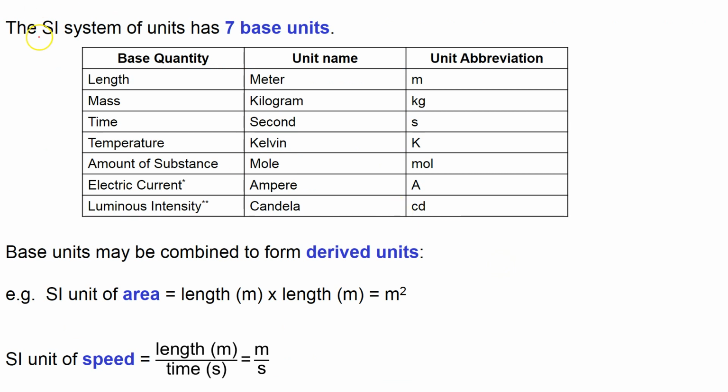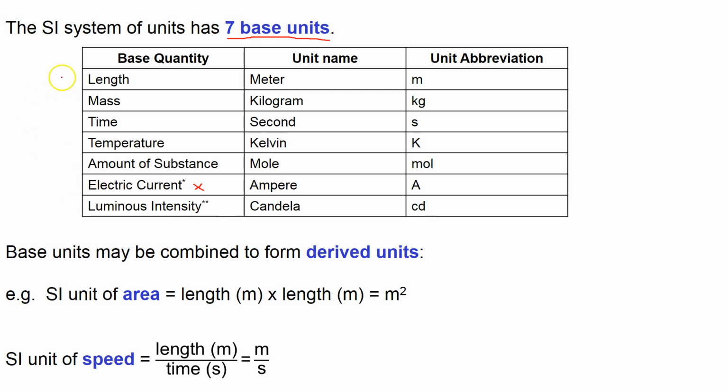So the SI system has 7 what we call base units, and the ones that we're going to be most concerned with are really the first 5 of these. We won't be dealing with electric current and luminous intensity very much at all, although we deal a little bit with this one in Chemistry 163.